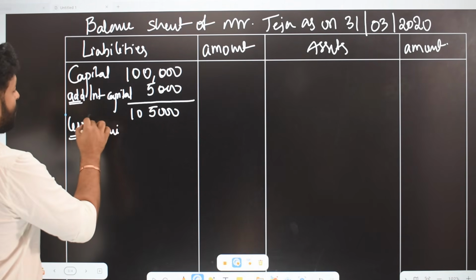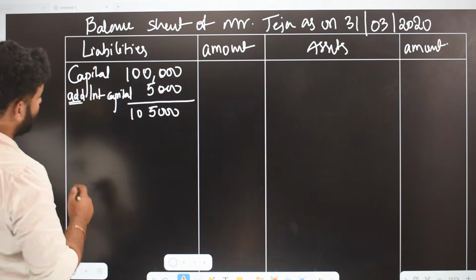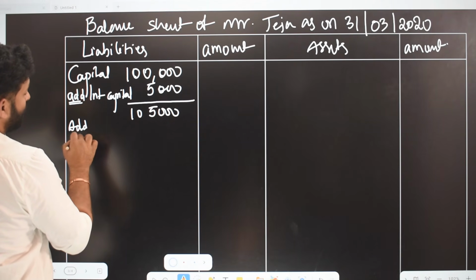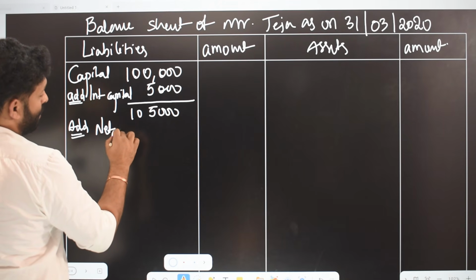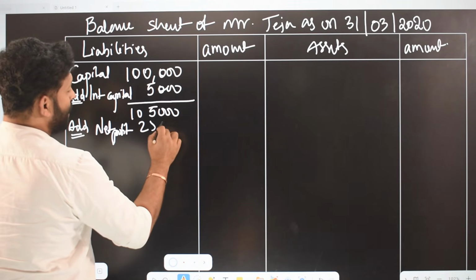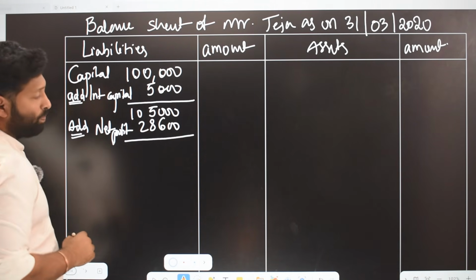Next, add net profit. We got the net profit. How much profit did we get? 28,600. So add net profit.